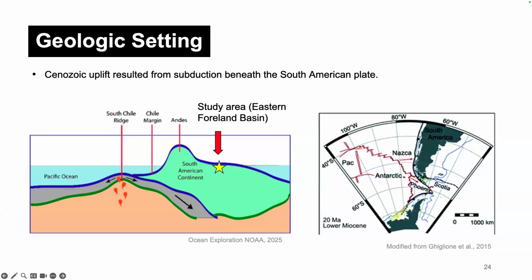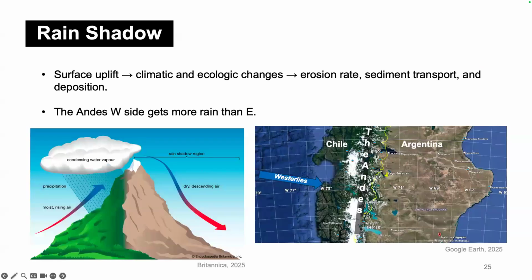These changes led to increased aridity and significant shifts in vegetation during the Miocene, fundamentally altering the regional landscape. The interplay between tectonics and climate highlights how geological processes shape regional environments and influence long-term ecological and climatic evolution. Surface uplift plays a crucial role in shaping climate and ecosystems, affecting erosion, sediment transport, and deposition.